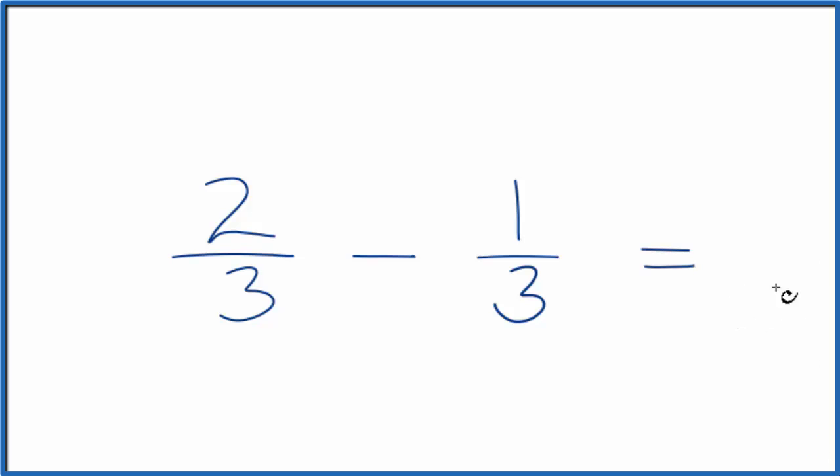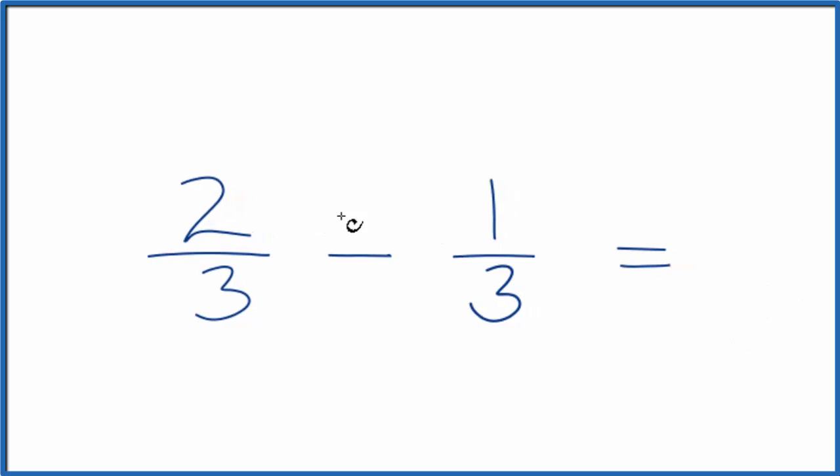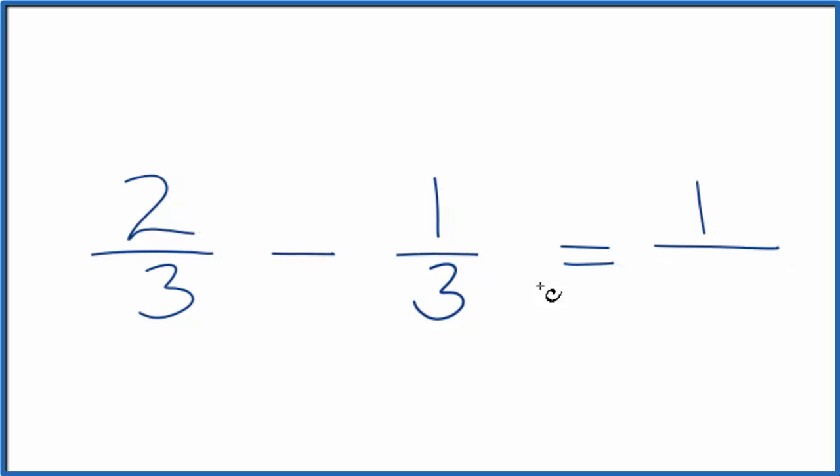When we subtract or when we add fractions, we need to get the denominator to be the same. So in this case, the denominator is the same. All we need to do is subtract the numerators, and we'll bring the denominator across. So 2 minus 1, that's 1, and then we have 3, so 1/3.